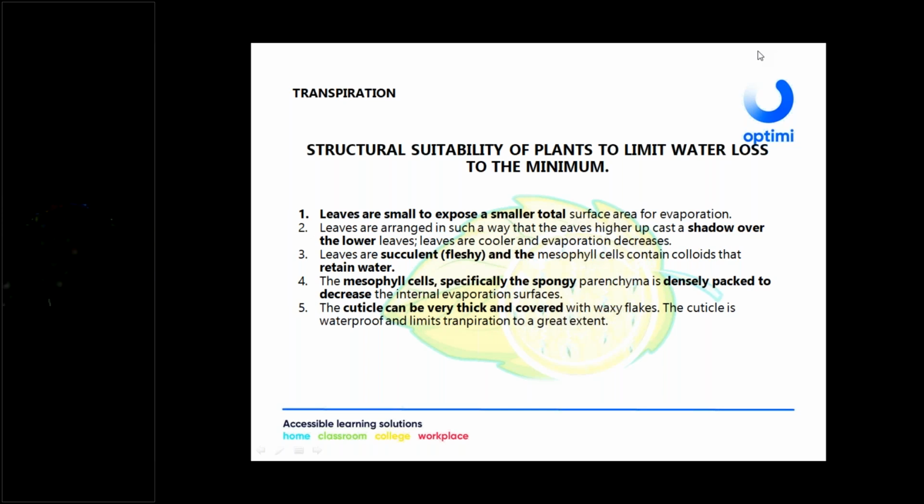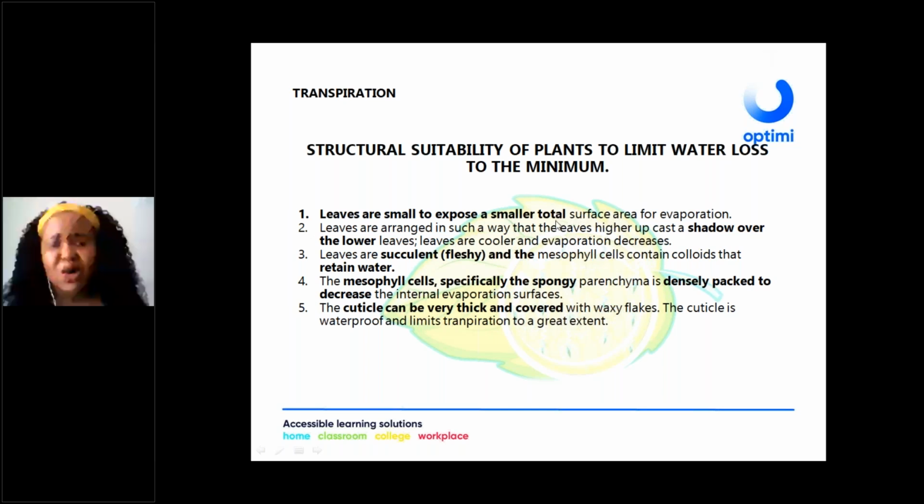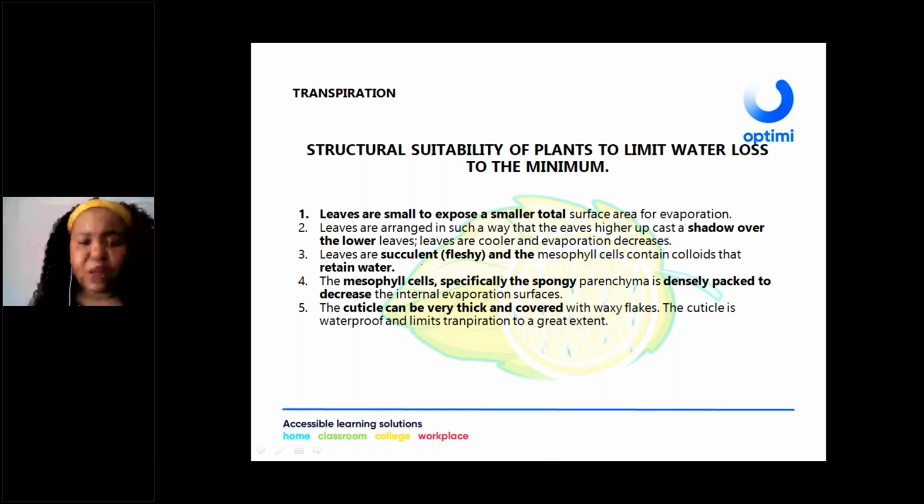Although it's a lot of water that's being lost, the leaves are structurally suited, or well adapted, to keep it to a minimum. They do so because they have a small surface area. They are small, and that limits the surface area for evaporation.